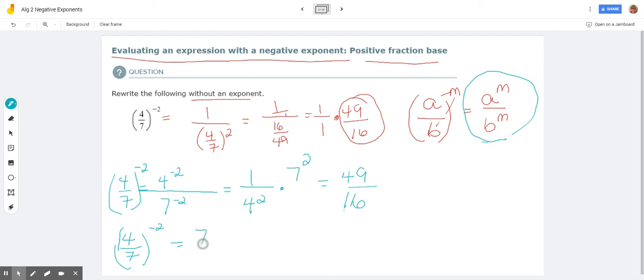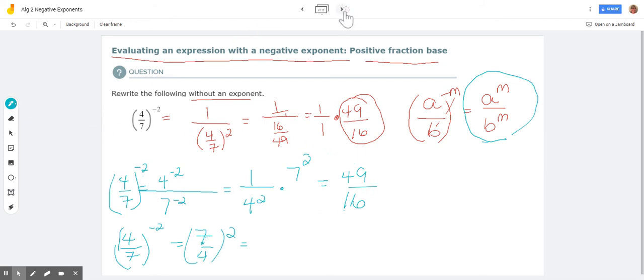In my brain, I flip the fraction first and then change this to a positive. It's basically doing this in your head. But these are the rules, and this is how you get there.